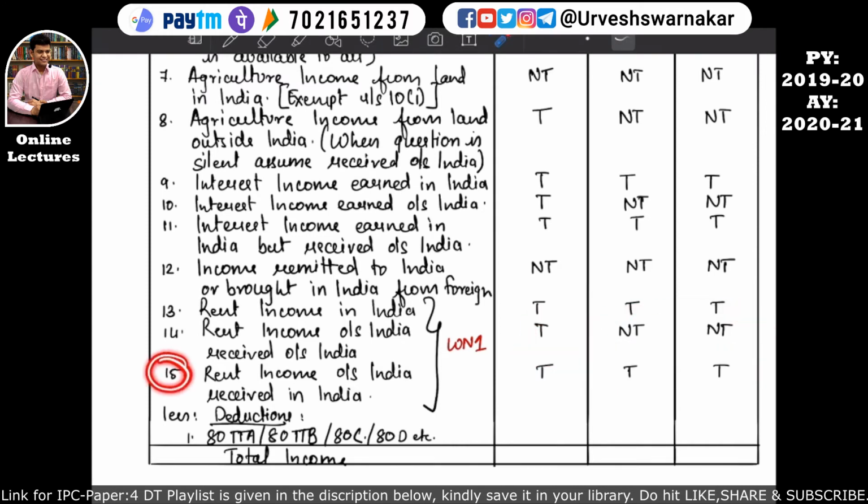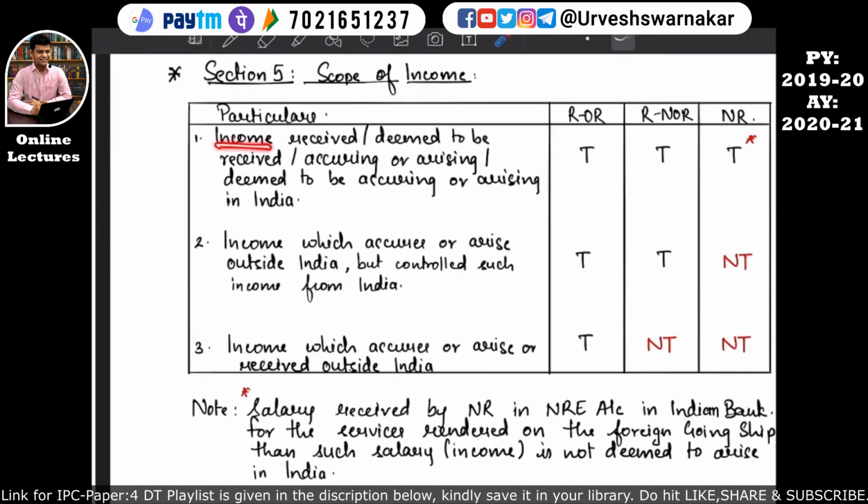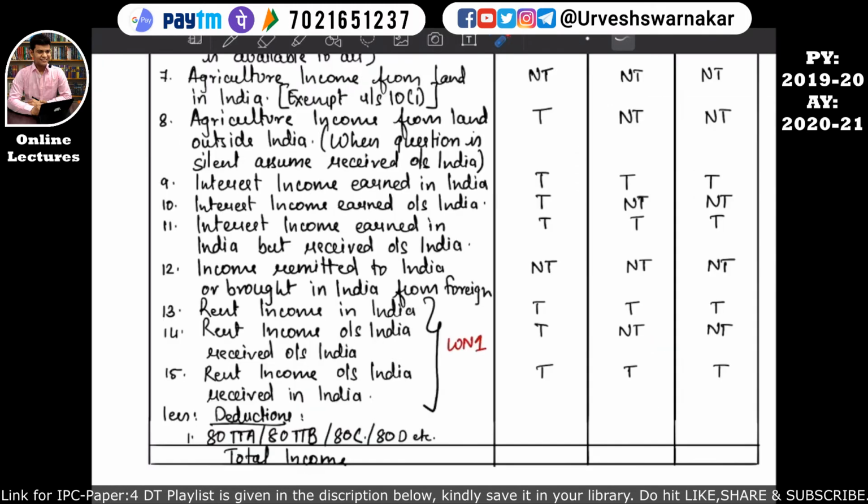Let's move on to point number 15. Point number 15 says rent income outside India received in India. If a rent income is earned outside India but it is received in India, that means income is accruing or arising in India, or income is received in India. I hope this is quite clear. So this will get applicable, that is, it will be taxable to all the three types of individuals.